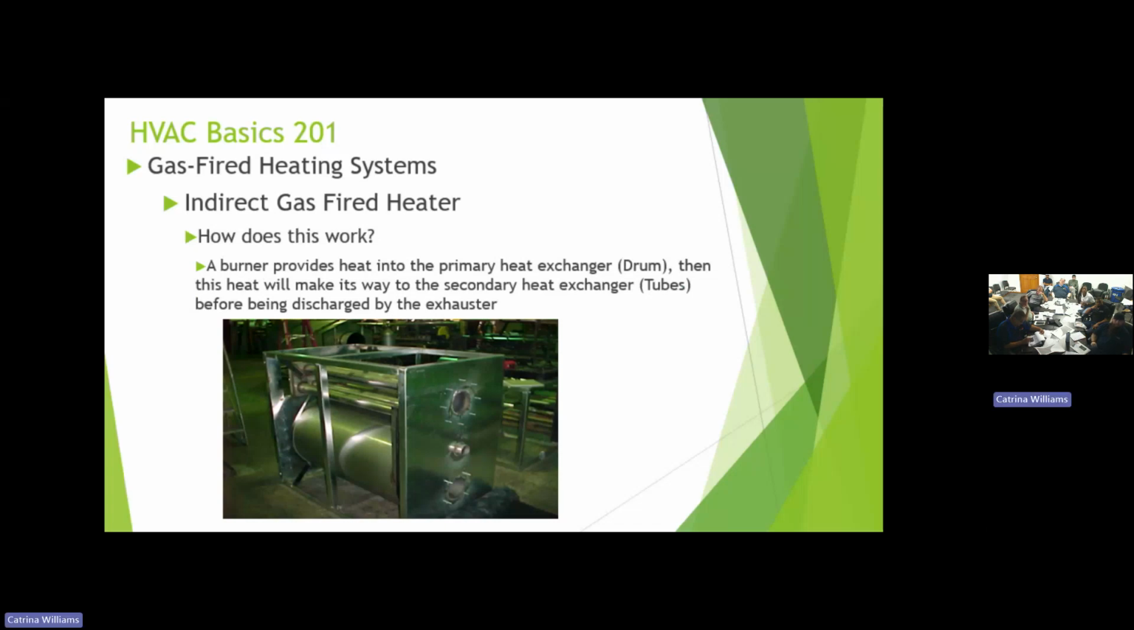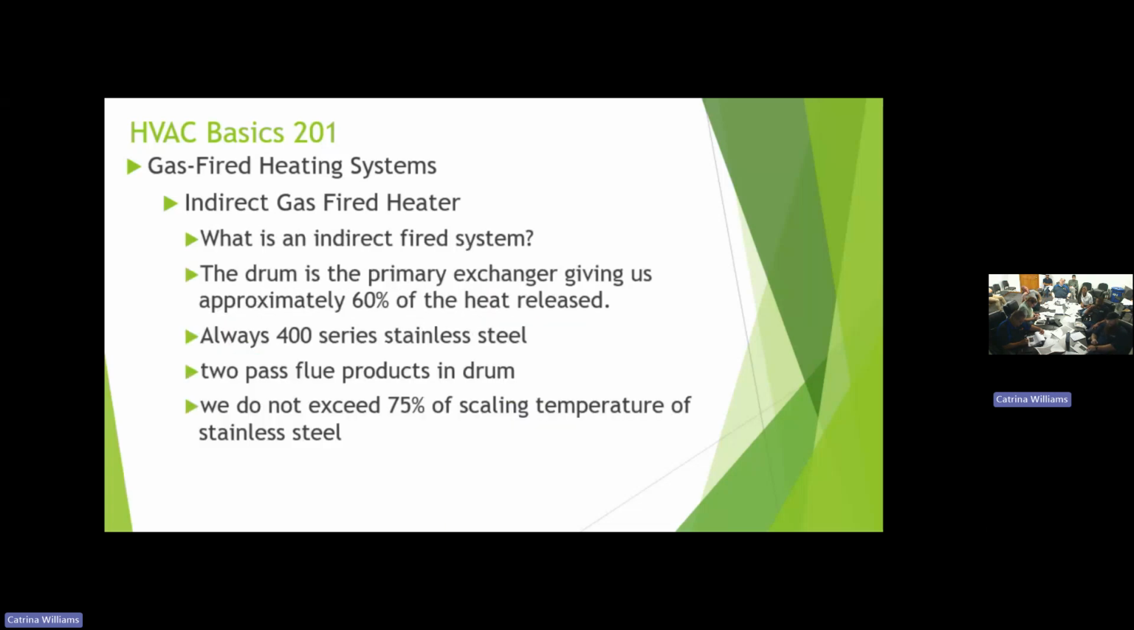The primary drum, and then the secondary tubes that we just heard. The drum is the primary chamber. We get about 60% of the heat released in that drum itself, the main drum. That drum's always a 400 series stainless steel. It's made for that temperature. It's 409 or, I think, 430, so it can take it easily.